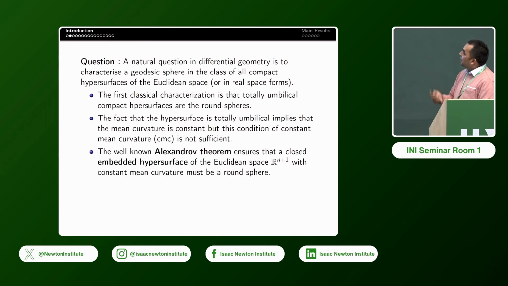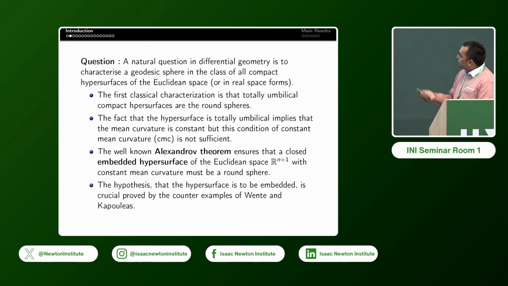So you have the famous Alexandrov theorem, which ensures that a closed embedded hypersurface of Euclidean space with constant mean curvature must be a round sphere. But here we are assuming a very strong condition, that is, an embedded hypersurface. An obvious question is what happens if you just consider an immersed hypersurface. You need an additional condition to ensure that it is a round sphere. The hypothesis of being embedded is crucial, because there are counterexamples: immersed hypersurfaces with constant mean curvature need not be round spheres.